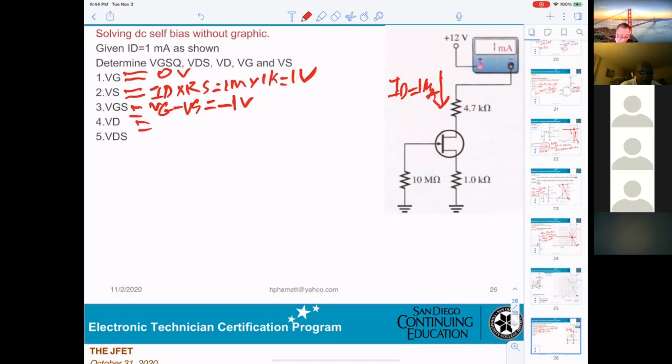VD. Okay. VDD minus ID times RD. 7.3. Yeah, I agree with that. Okay, 7.3. And the last one, VDS. 6.3 volts.